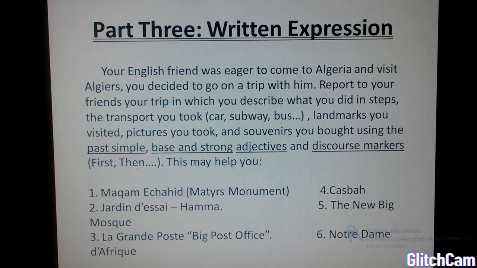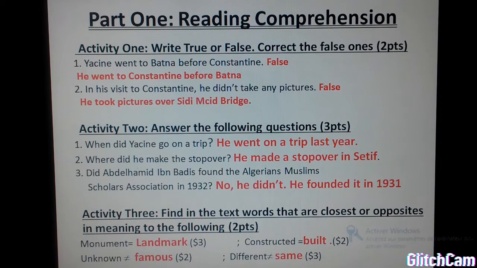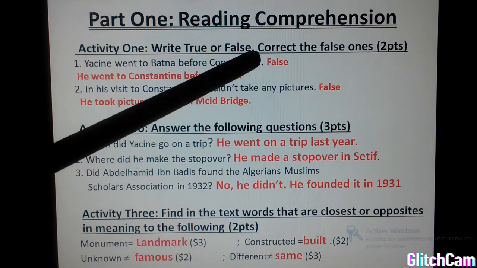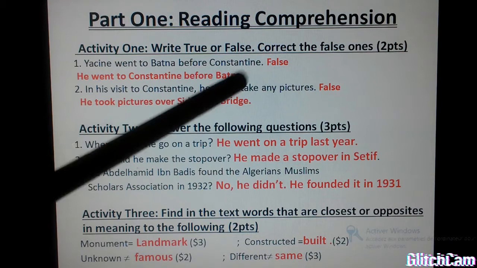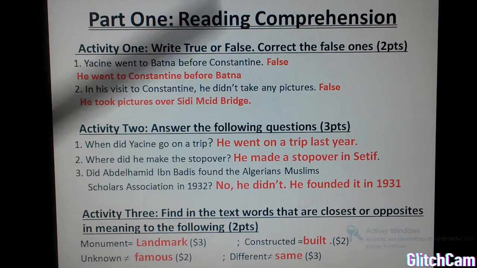Hi again, my dear pupils. I hope it's not that difficult. So the correction of the first activity, the first sentence is false. The correction, he went to Constantine before Batna. So you just have to inverse these places. The second, in his visit to Constantine, he didn't take any pictures. It is false because he took pictures of Sidi M'Cid Bridge. So you have to read the text carefully in order to answer your questions.